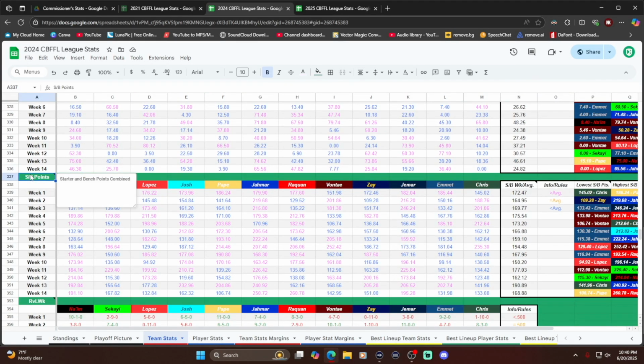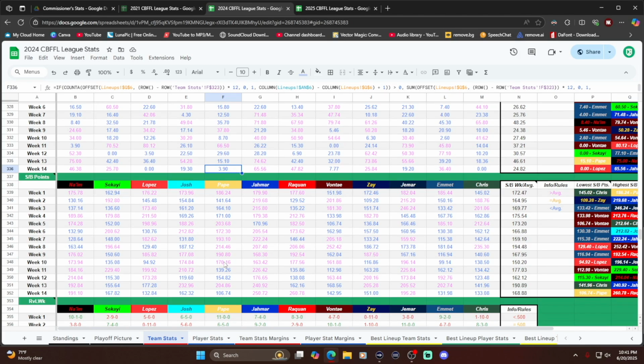SB points. What is SB points? Starter and bench points combined. Like I said, it's not good, it's not bad. It's just showing you how many total points your whole team scored, including your bench. But I will say, if you are blue a lot, that's kind of bad, because your starter and bench points are really that low. Like here, 132.84 from Lopez's bench and starters that week. That's low. 106 from Pape, that's really low. That means your starters weren't doing that much either. Look at Pape's bench, it put up 3.9 that week. So that means he put up like 103, maybe 102 that week.